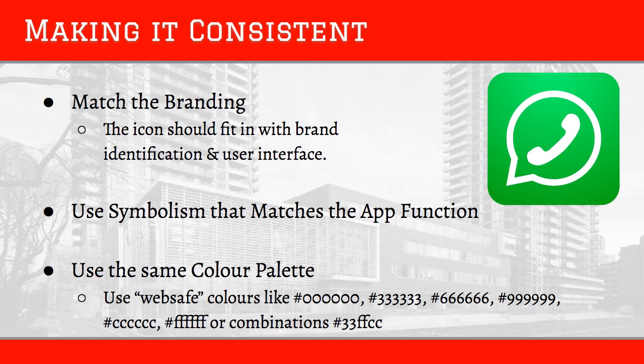Use the same colors, and we call these web-safe colors, meaning that if you wrote them in hexadecimal, they'd be 0s, 3s, 6s, 9s, Cs, Fs, or any combination like 33FFCC. The first two digits is reds. How strong is the red value going from 0 to FF? And FF is 256 out of 256. So that would be the most red you can get.